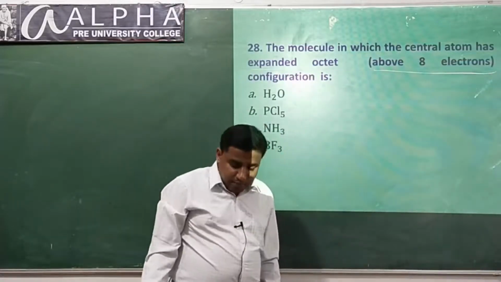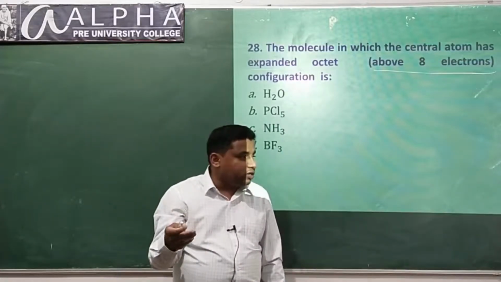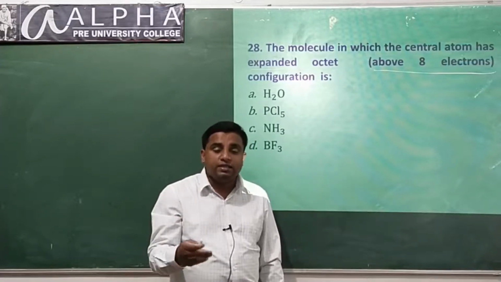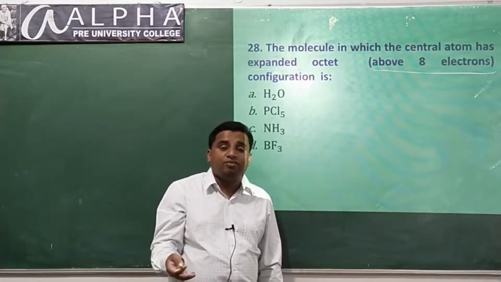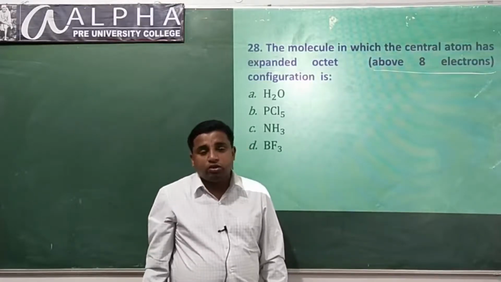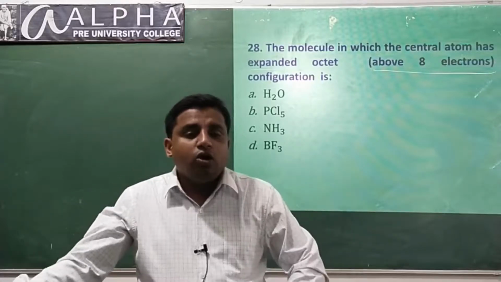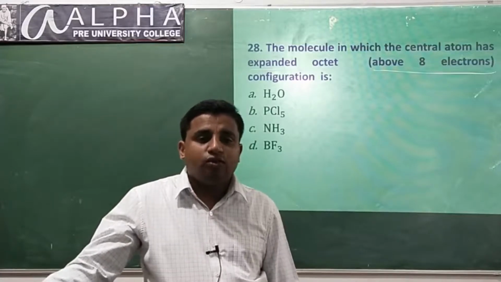So this is one of the limitations of octet rule, isn't it? Having more than 8 electrons. Having less than 8 electrons, that is also a limitation of octet rule. Having odd number of electrons, also a limitation of octet rule. They are all the limitations of octet rule. This is there in my video lectures. Please watch my video lectures. You will understand the limitations of octet rule.